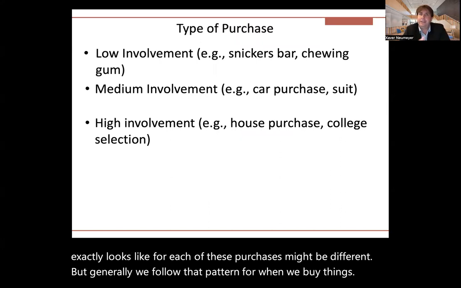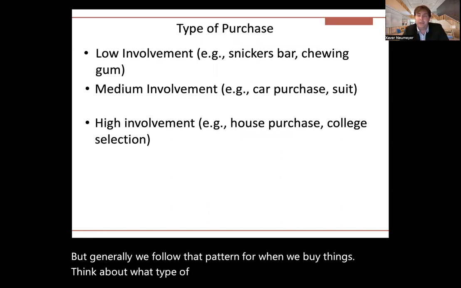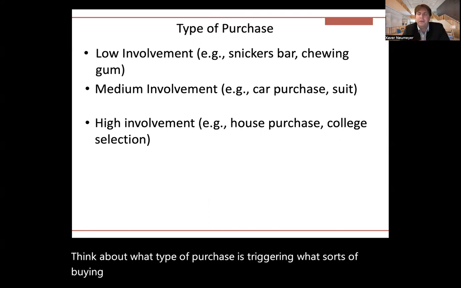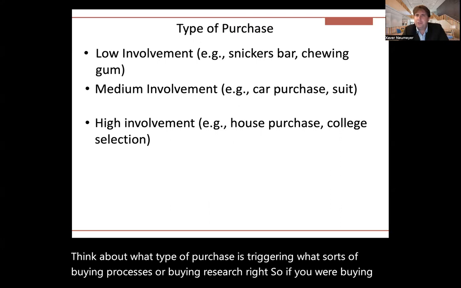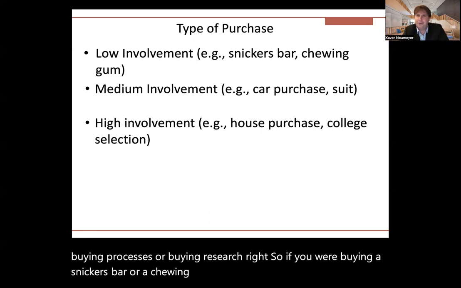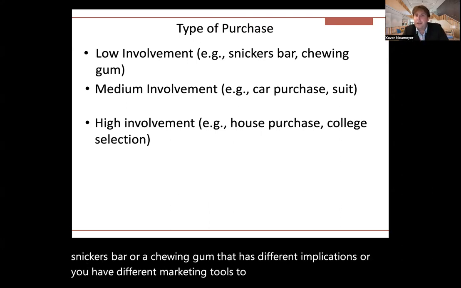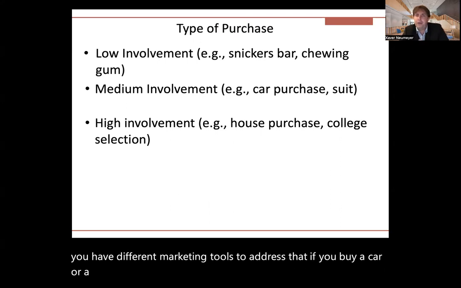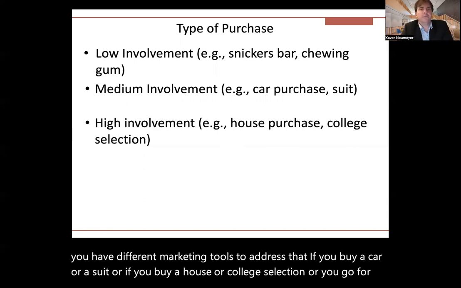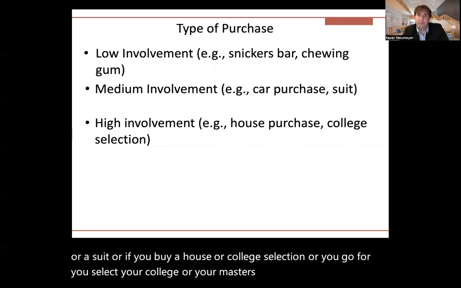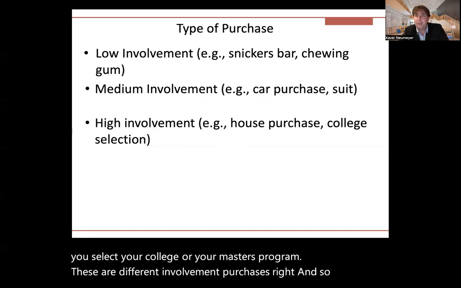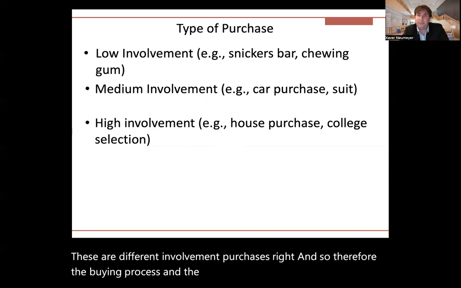Think about what type of purchase is triggering what sorts of buying processes or buying research. If you're buying a Snickers bar or a chewing gum, that has different implications, or you have different marketing tools to address that. If you buy a car or a suit, or a house, or you select your college or your master's program, these are different involvement purchases. And so the buying process and the decision making will look a little different.